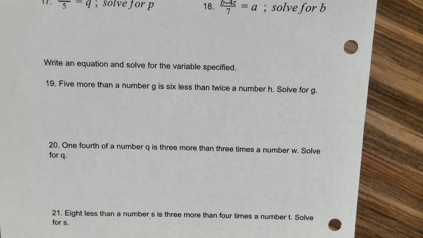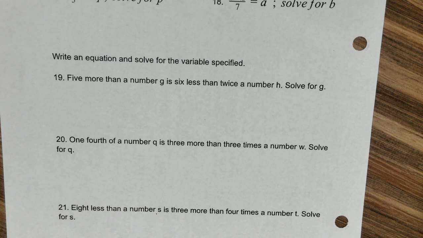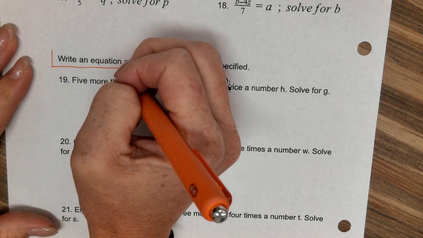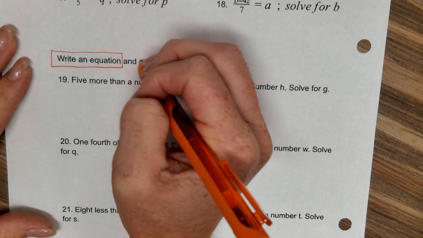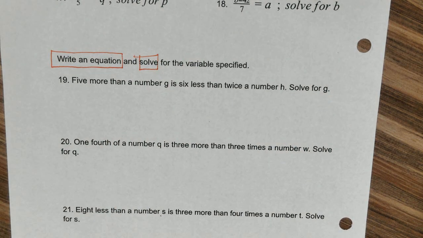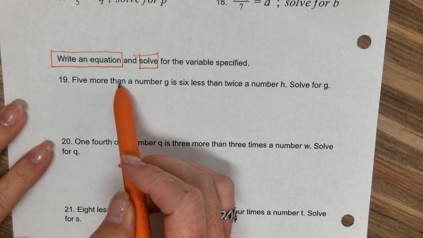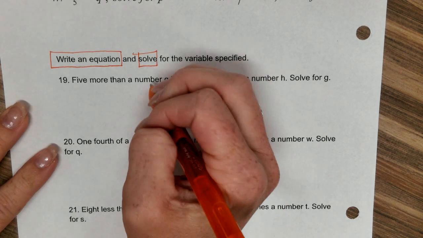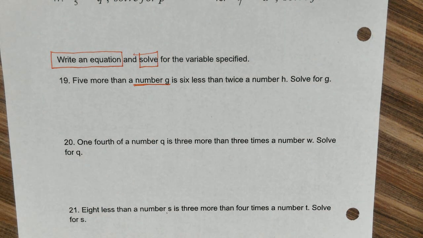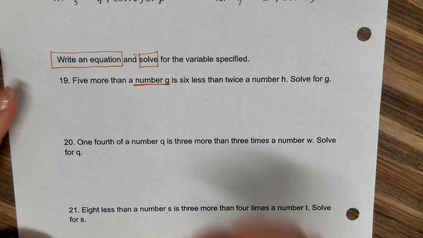Okay, flip to the back. When you get to 19, 20, and 21, you are going to have 2 questions. The first question says write an equation, and the second part says solve for a variable. So they're going to have 2 answers each. So let's go set up number 19 together, and then you'll do the rest on your own. It says 5 more than a number g. Remember, when we don't know a number, we call it x, but they wanted us to call this one g. So how would I write 5 more than g? 5 plus g is fine.